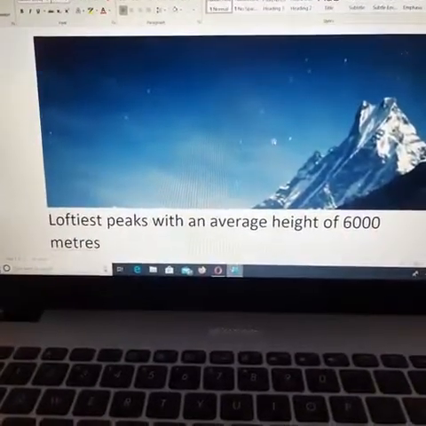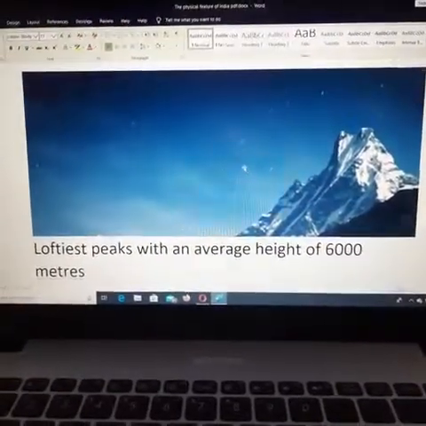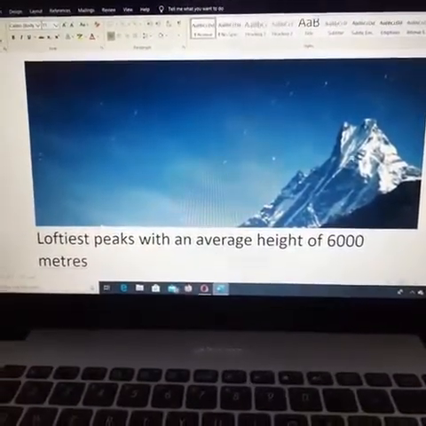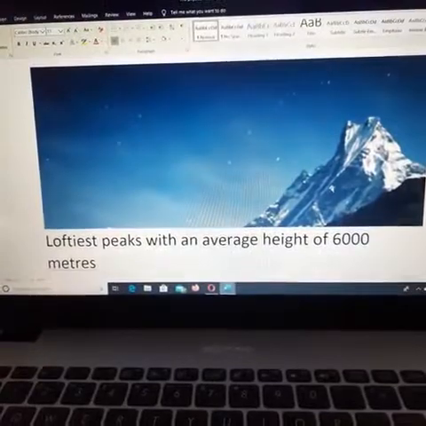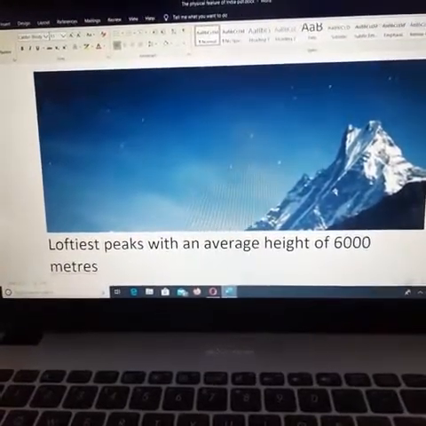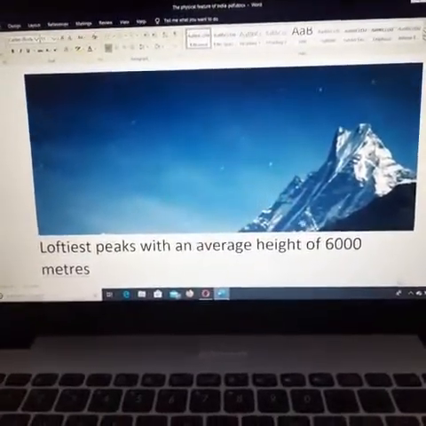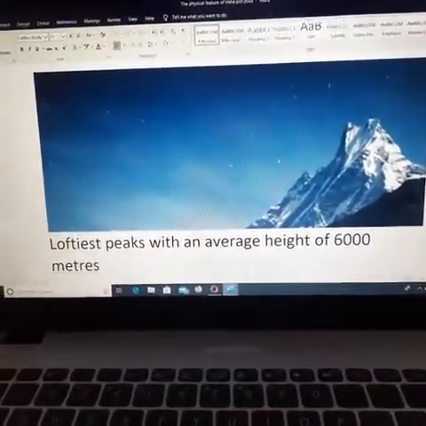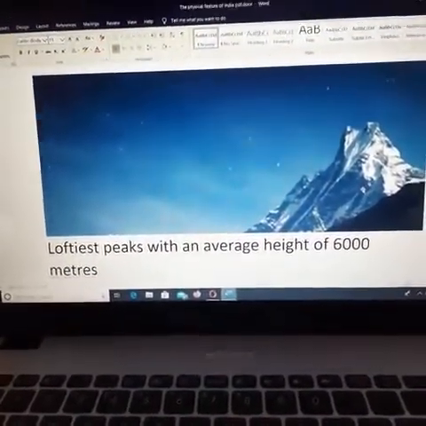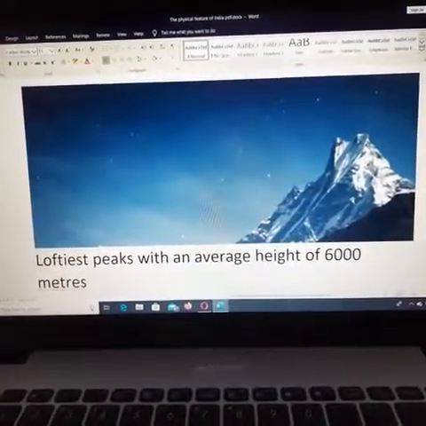In these fold mountains, most of the core part of the Himalayas is composed of granites. As I told you, granites are formed by volcanoes, and these volcanoes formed the mountains. So in these mountains, most of the rock is granite.